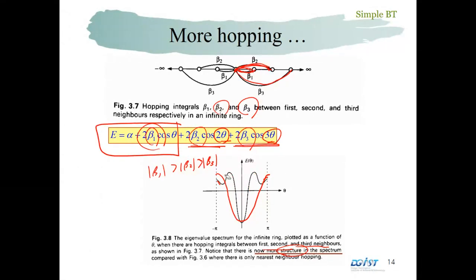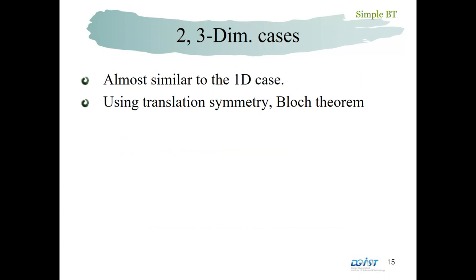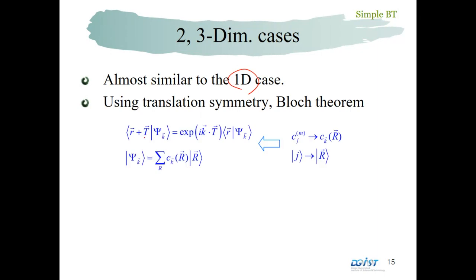So let's extend this one-dimensional case to the two or three-dimensional cases. This should be the same as the one-dimensional case. If we think about periodic systems, usually that happens in a crystal structure, and we can use the Bloch theorem. That means if we have translational symmetry, we can take out those plane wave terms, and this coefficient we can change to a dependence on the position terms, and the wave function of the solid state also can be described by those relations.